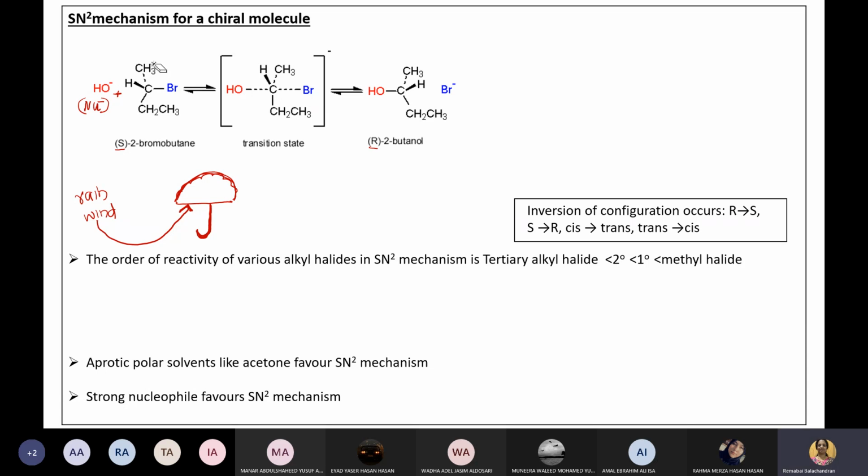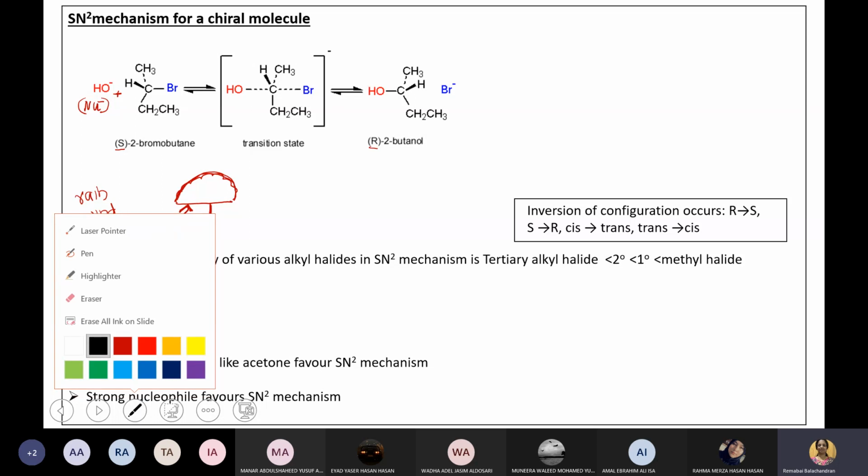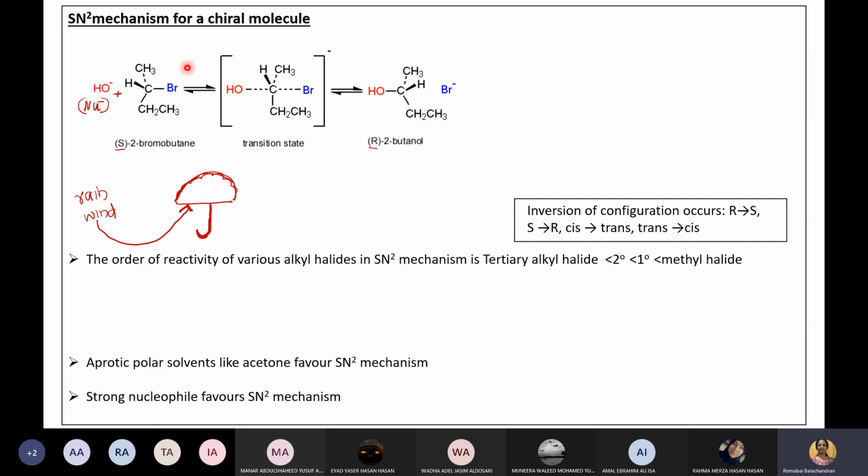So look over here, the groups which are on the right side, in this case Br is on the right side. So in the answer, OH is coming on the left side. Then look, this H is towards the left, here H is towards the right. C2H5 is on the left side, and this is becoming right side. That means the wind is coming and it is flipping. So this is called inversion. What is it called? Inversion of configuration.